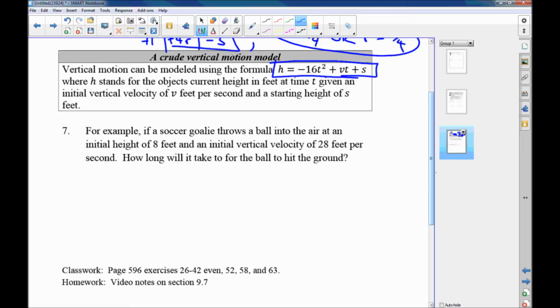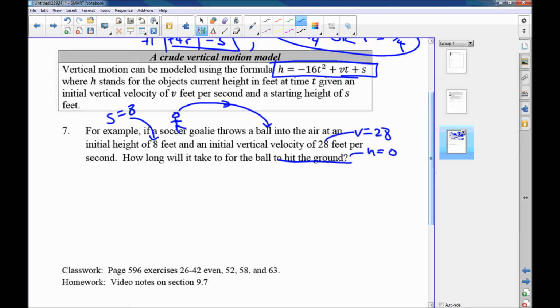All right, so for example here, if a goalie throws a ball into the air at an initial height of 8 feet. So the goalie probably jumped up, threw the ball from up here. We want to know how long until it lands on the ground. Okay? The initial velocity is 28 feet per second, and we want the ball to hit the ground, so we want our h to be 0. So this is v is 28, h is 0, and the initial height, s, is 8.